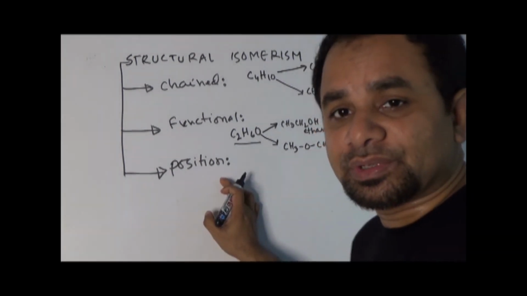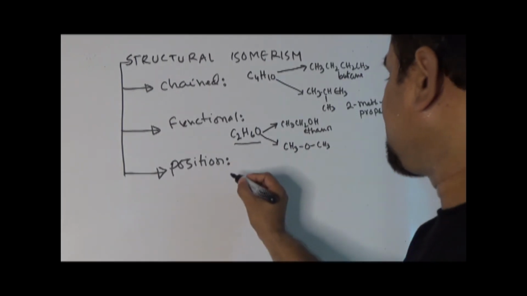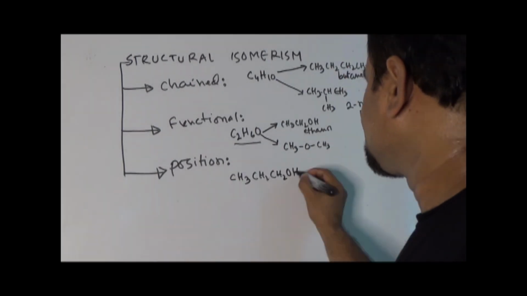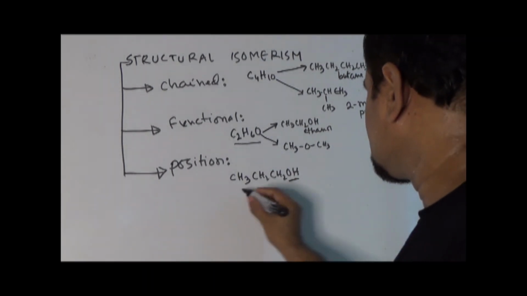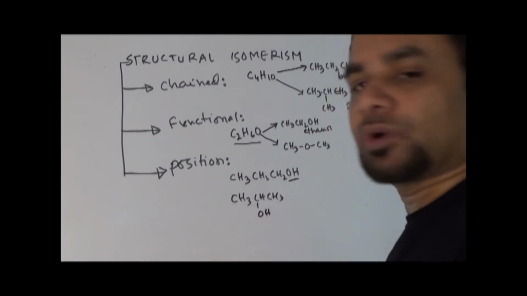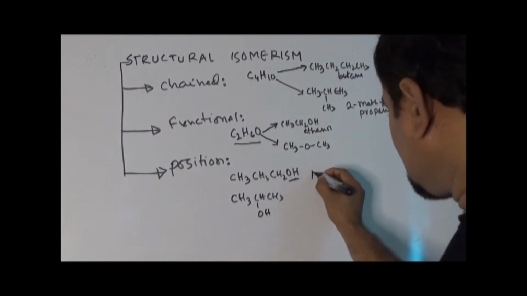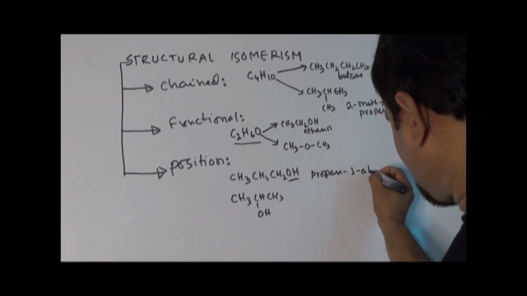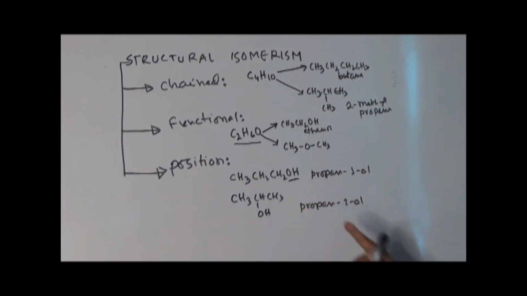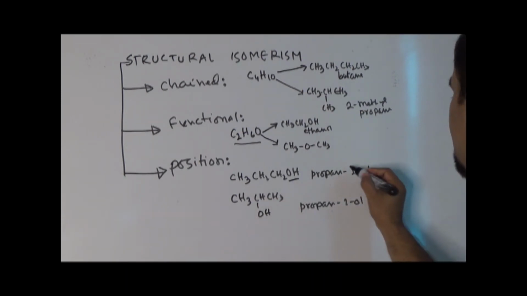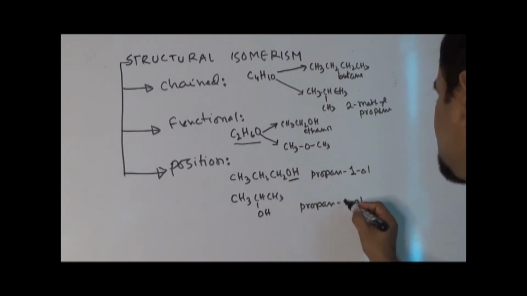Now position isomers. Position isomers have the same functional group, but the position is different. Propan-1-ol, with the group at position 1. This is propan-2-ol. The first one is propan-1-ol, the second one is propan-2-ol. These two have different structures due to the position of the functional group. Both are alcohols, but the position is different: number 1 carbon and number 2 carbon.